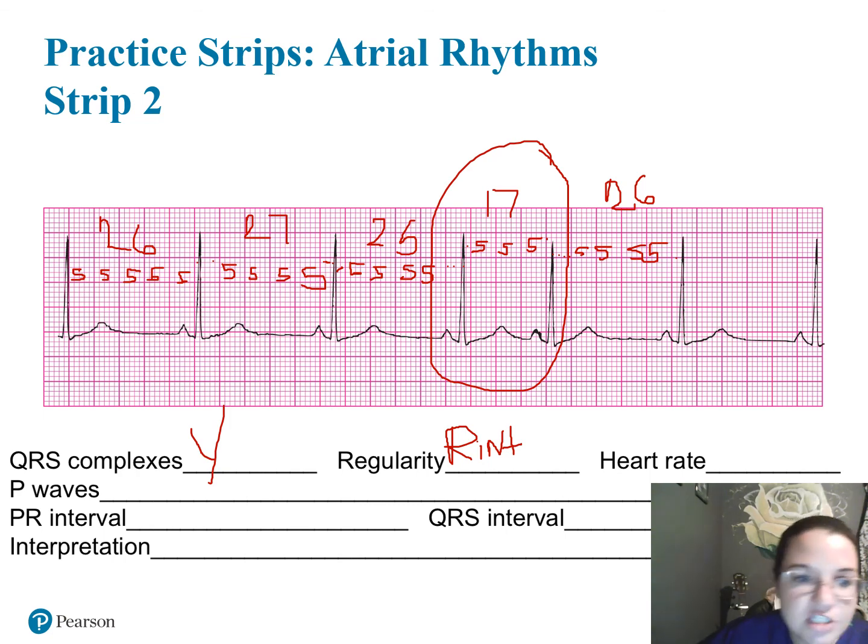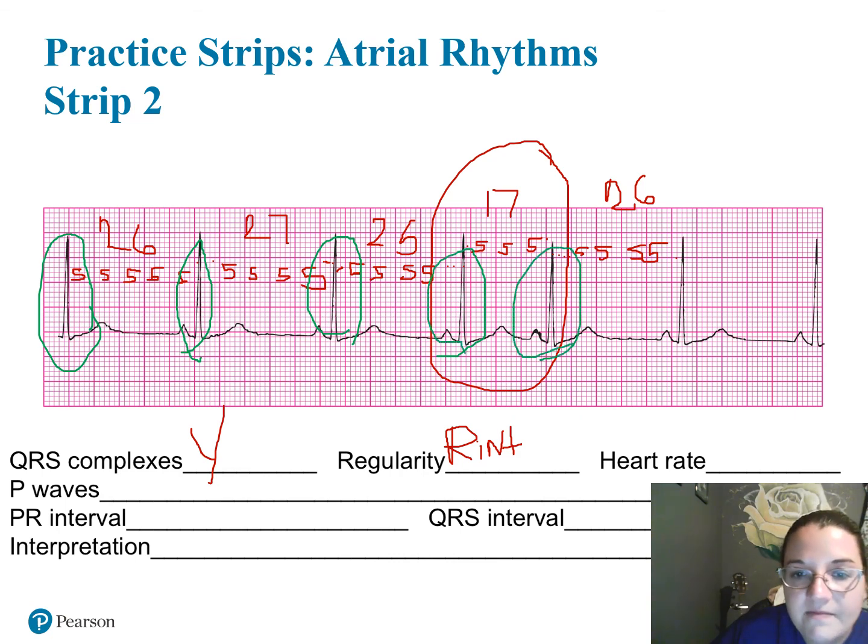My next question is, what's my heart rate? So now I'm going to count by 10. 10, the QRS is 20, 30, 40, 50, 60. My heart rate is 60 beats per minute, which is actually kind of normal, right?